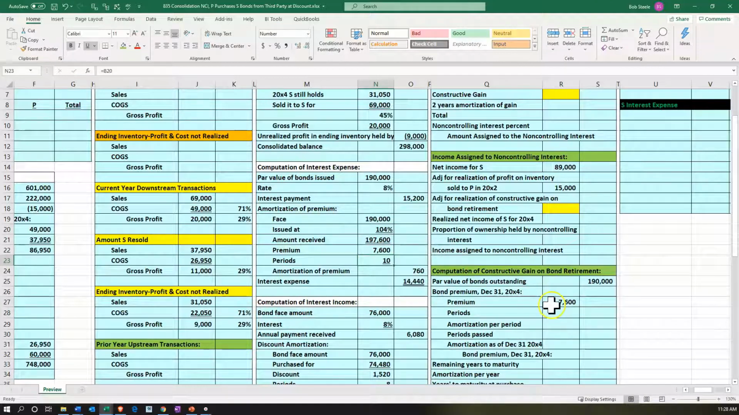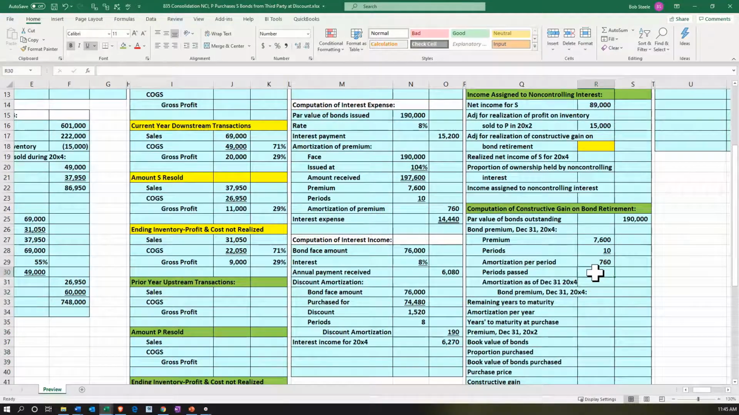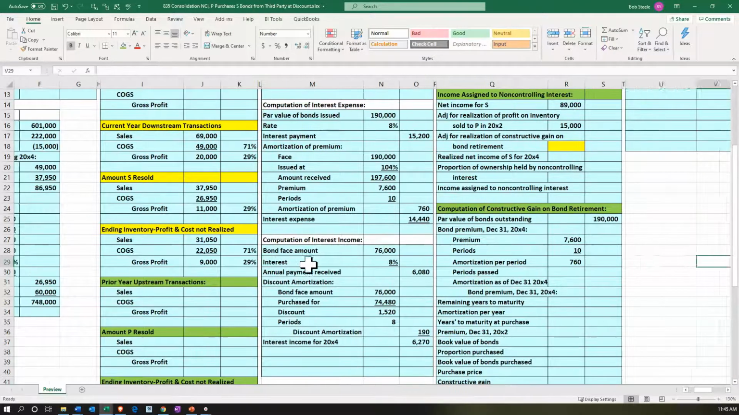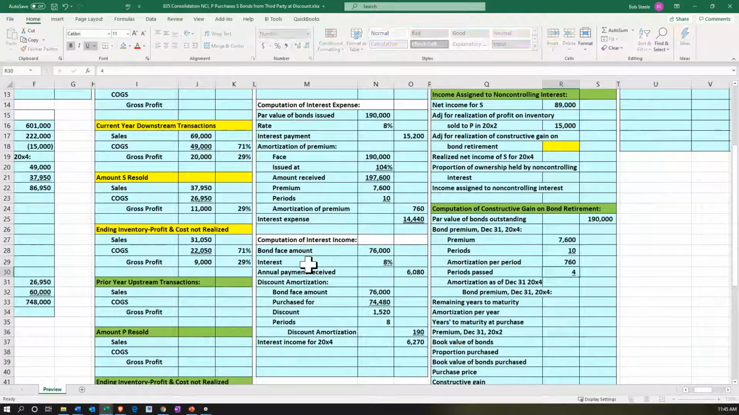If you want to look at that calculation a little bit more in depth, we're going to once again take the 10 years, the number of periods, dividing that out. So we're going to amortize the premium. That means we're going to take the periods that have passed up to the point in time that we are consolidating, which is going to be 2000x4. In other words, the original issue happened in 2000x1. So we got 1, 2, 3, 4. We're going to say 4 periods, 4 years. So I'll just say this is going to be 4. So then the amortization is going to be this times 4, and that's going to be our 3,040.